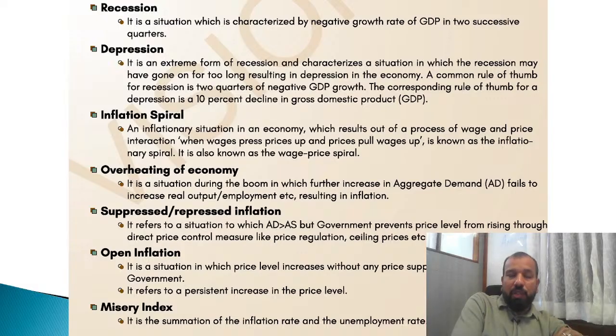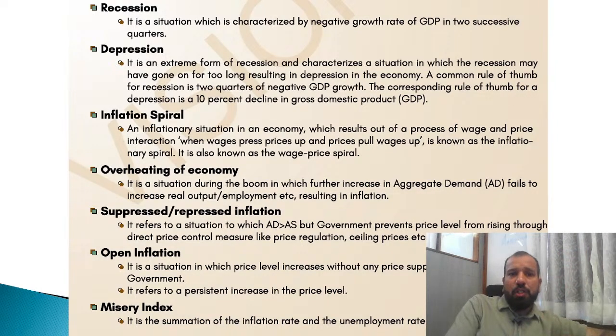Depression is an extreme form of recession. There is no demand in the market. This happens once in a while. Whenever we talk about a depression, the very first era that strikes our mind is the 1930 Great Depression. So it is the extreme form of recession that characterizes the situation where the recession has gone on for too long, resulting in depression in the economy. Very simple. Then the inflation spiral.